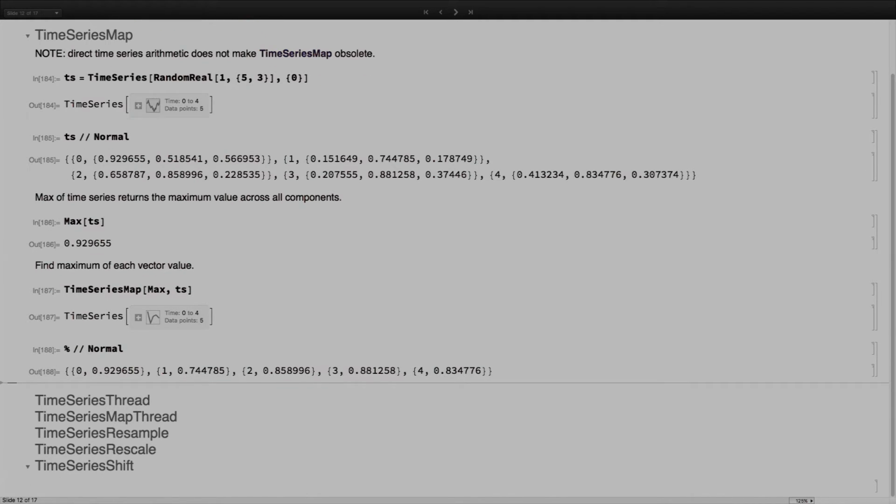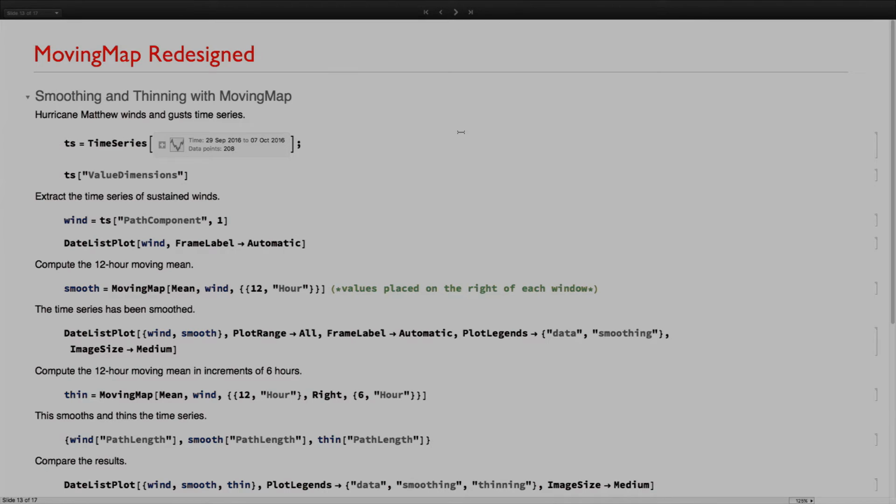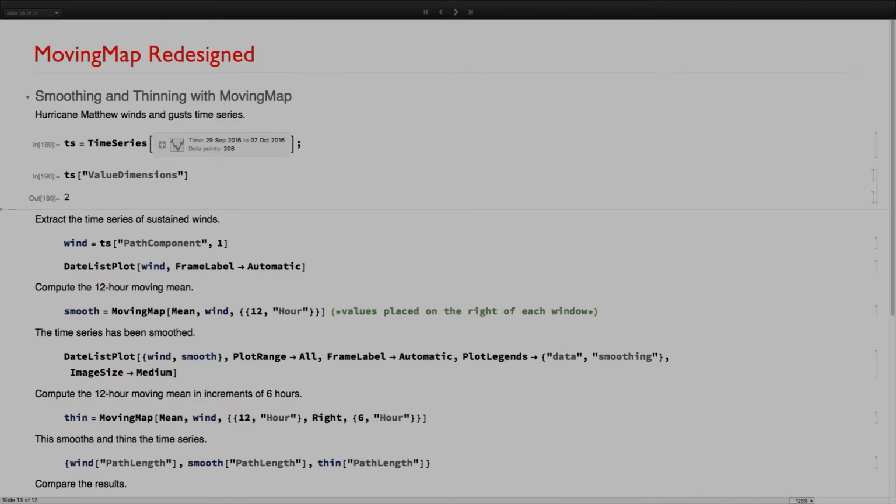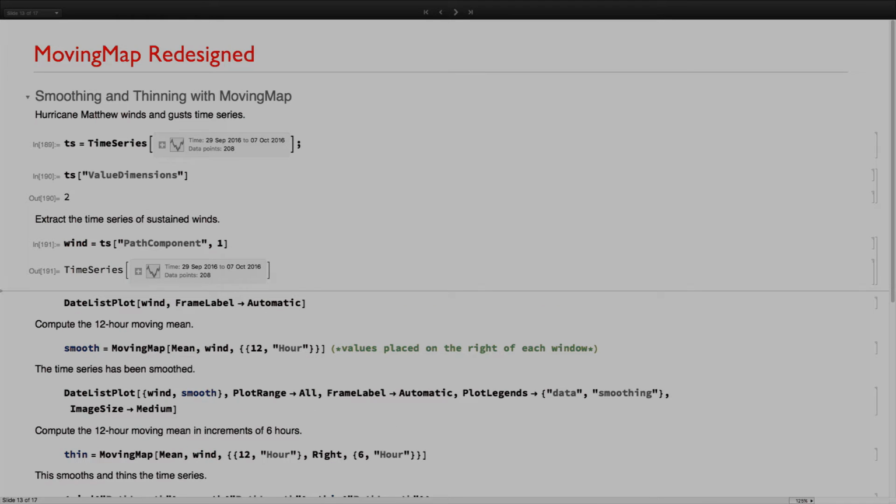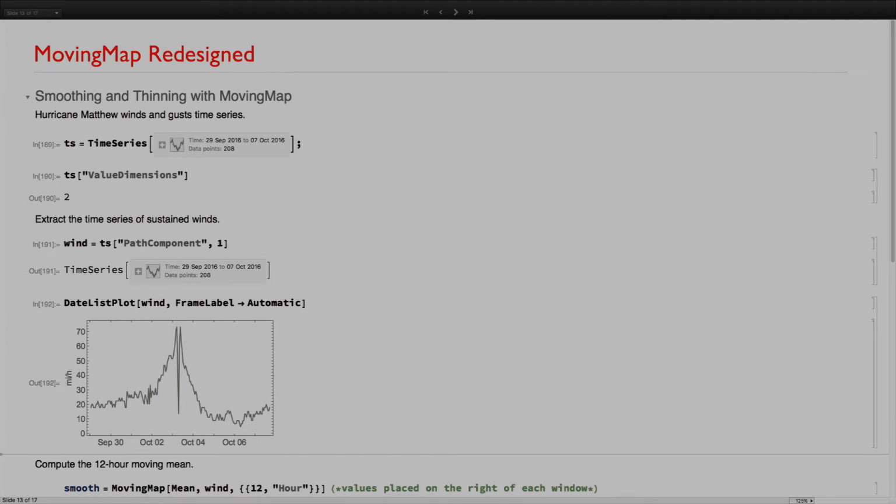And this is the list of remaining processing functions that I will not talk about. I'm going to talk about moving map. So moving map can be used to do smoothing and thinning. So I have, again, the same window data for the Hurricane Matthew winds. As you recall, I had two dimensions for the sustained wind and the gusts. I would like to just work with one of them. So I'm going to take the first path component, and it's going to be just the sustained winds here.